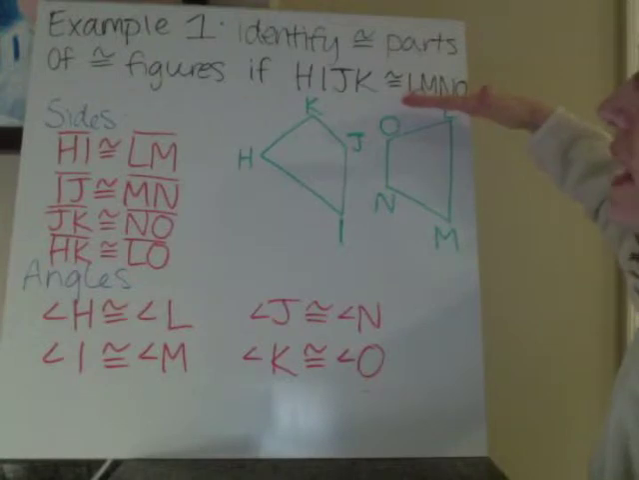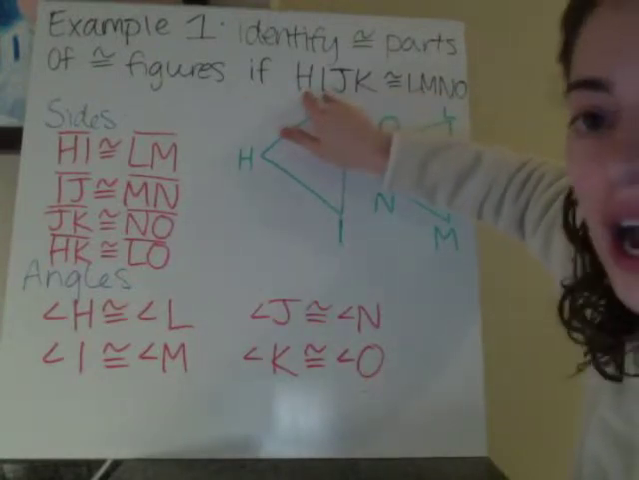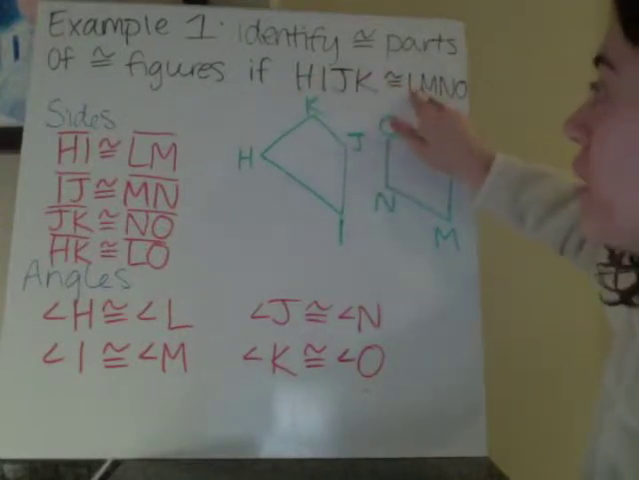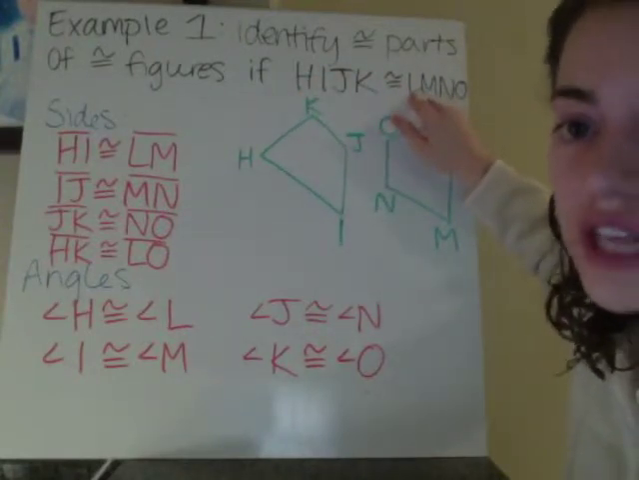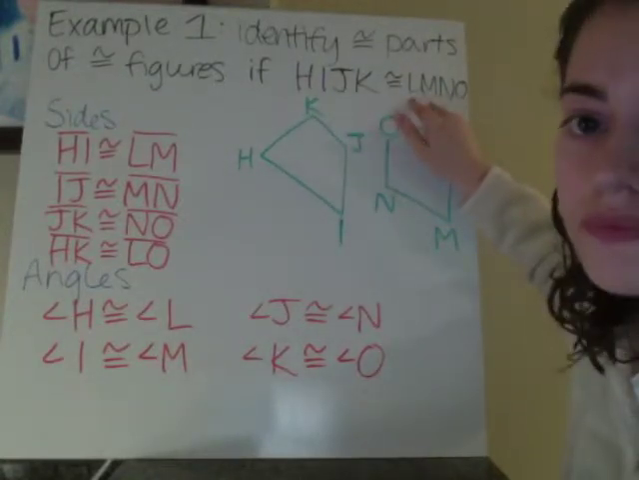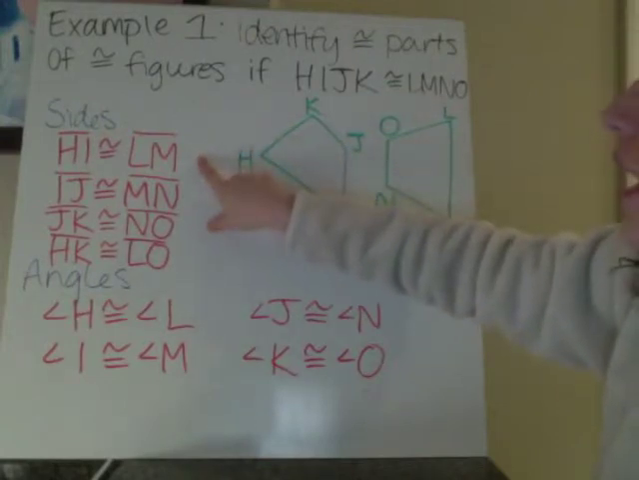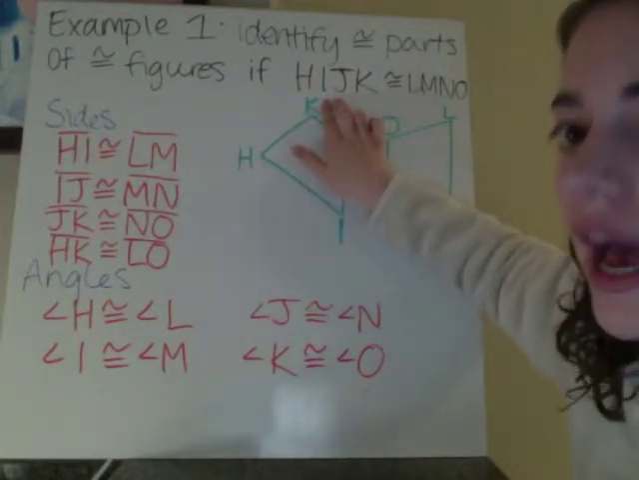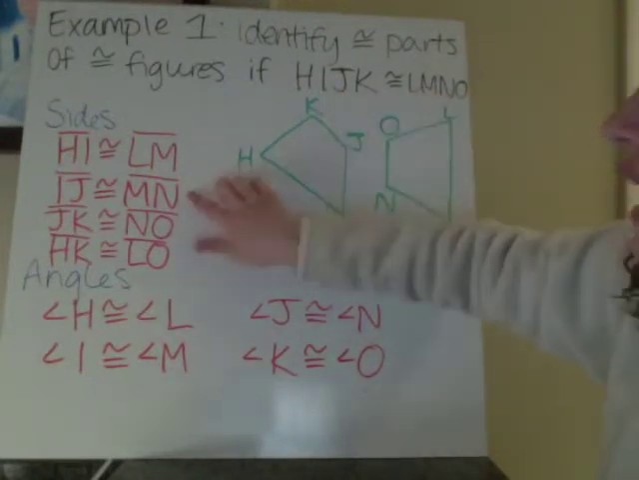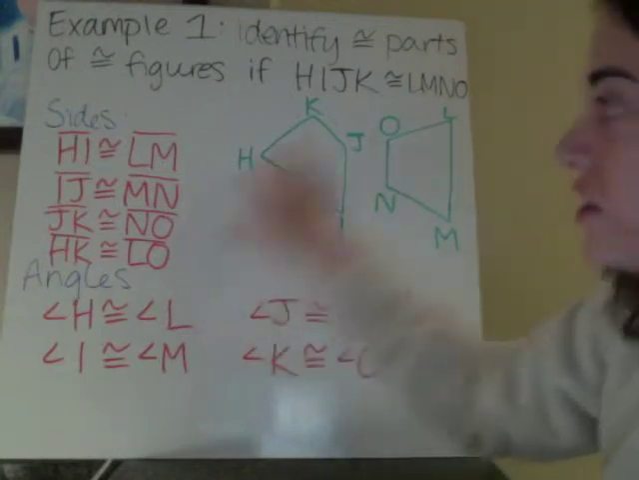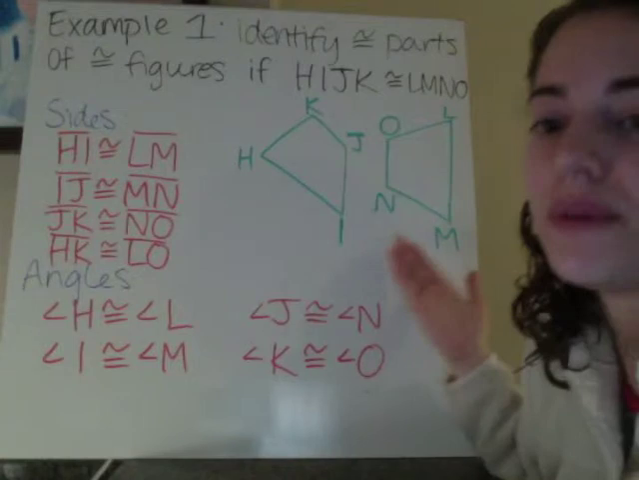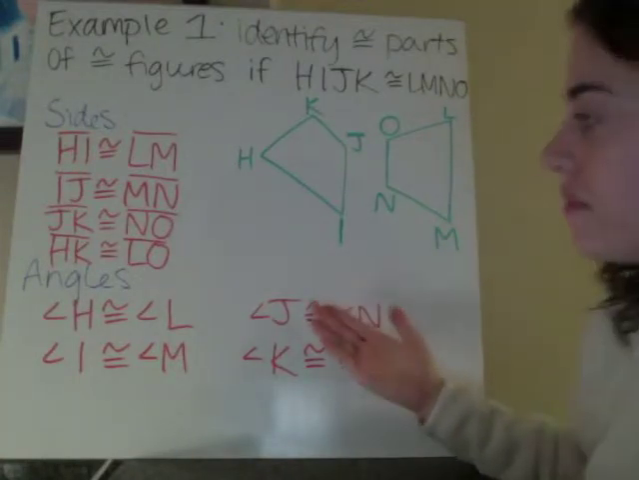Looking at the names, if I look at the side between H and I, I know that that is going to correspond in this quadrilateral to those same two letters, the first letter and the second letter. So HI is congruent to LM, and I have that written here. If I look at the second and third letters, I can do the same thing. IJ is congruent to MN. Let's look at the last two letters. JK is congruent to NO. And again, if you look at the image, you can confirm that all of these are correct.